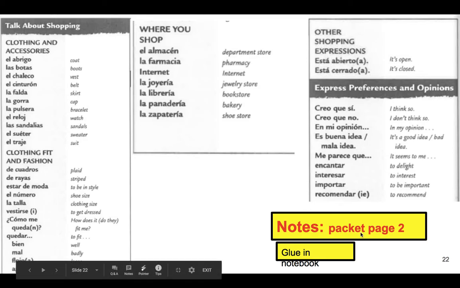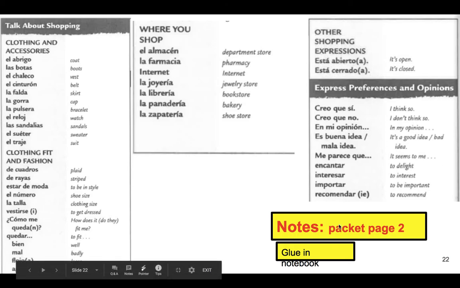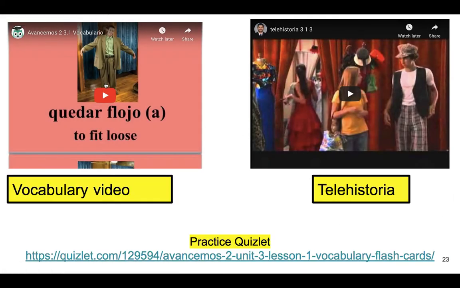So again, if you did pick up the packet number 2, and if you didn't, that's perfectly fine. Just copy down this vocab into your notebook. If you do have the packet, you can either print out the page and glue it into your notebook, and just make sure it's in your notebook. All right, muy bien. So again, I did put in a vocabulary video. This is just another teacher explaining the vocab. And then this is just the little novella that pops up in the textbook, okay?